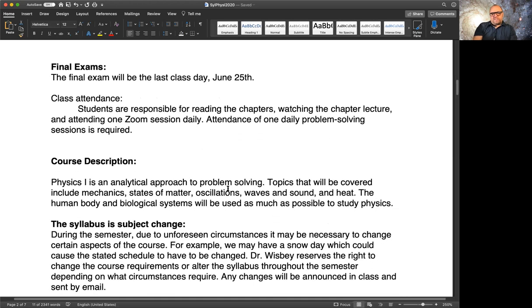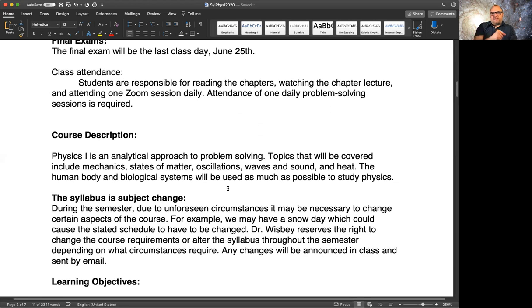The general course description is we're taking an analytic approach to problem solving. So maybe you're saying, why do I need to take physics? Well, it's required by my major. I understand that. But I think physics has a lot to offer for different health majors. Regardless if you're in biology, nursing, physical therapy, you're a pre-med, physics has something to offer for you.